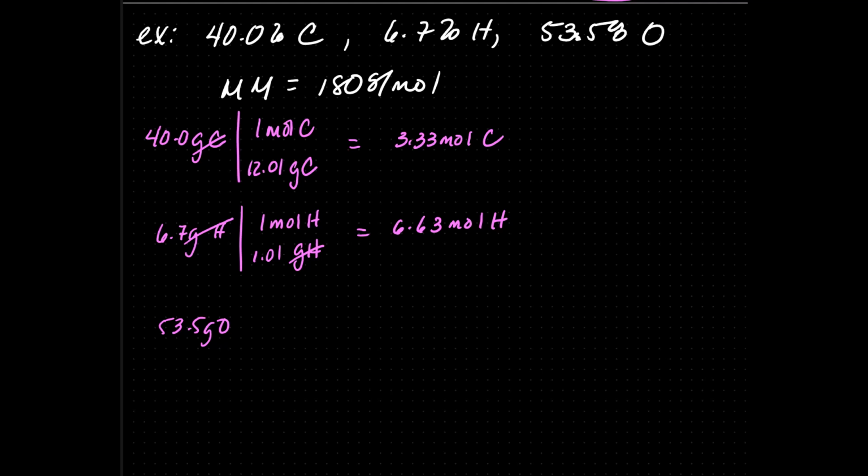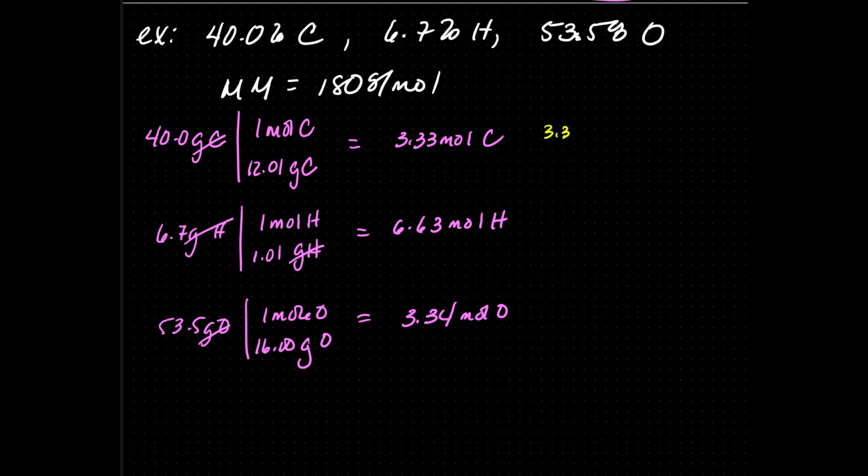For oxygen, diagonals have to cancel out too, so grams of oxygen, 16 grams off the periodic table, 1 mole of oxygen. 53.5 times 1 divided by 16 is 3.34 moles of oxygen. Next, we need to divide by the smallest. The smallest number is carbon.